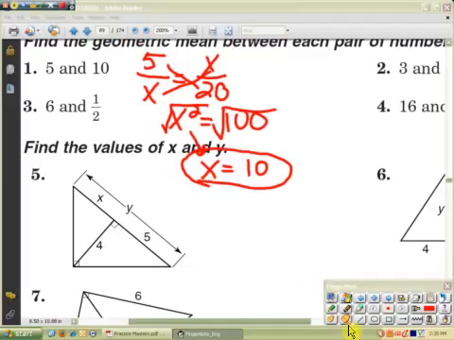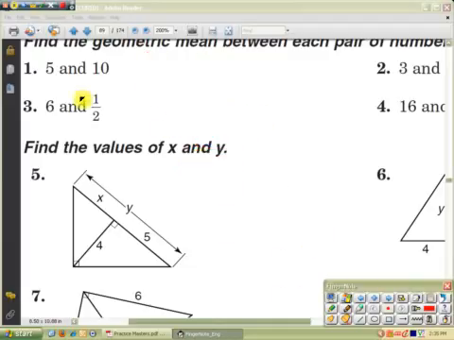Now I'm going to do the geometric mean for number 3. And what I want to do is take this fraction and convert it to a decimal. And how I do that is just divide it on the calculator. So now I have 6 and 0.5. Okay? But I'm still finding the geometric mean the same way.